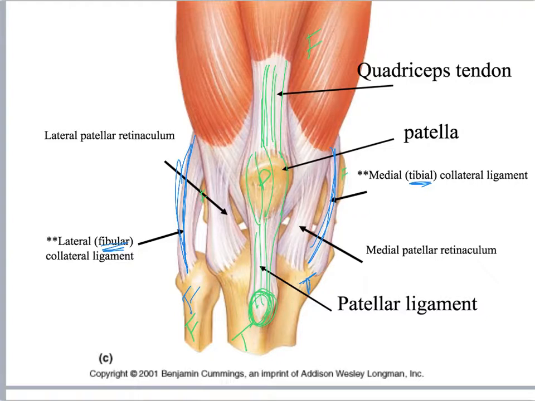And then you have right here the retinacula. So you got the medial patellar retinaculum and the lateral patellar retinaculum. And then there's more, but this is just a subset of the most important of the extracapsular ligaments.